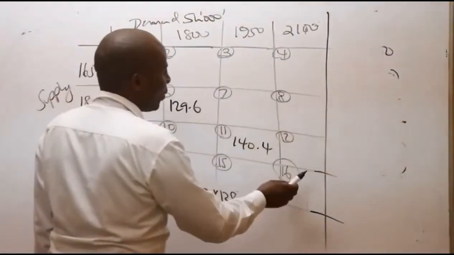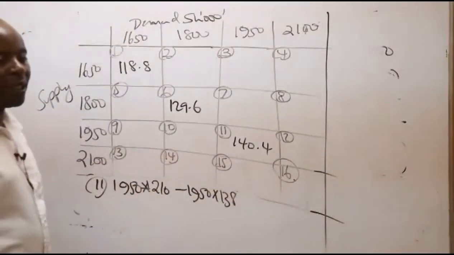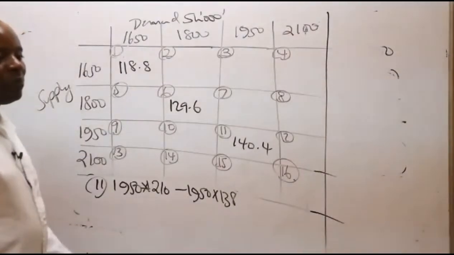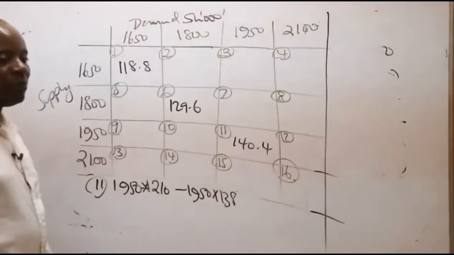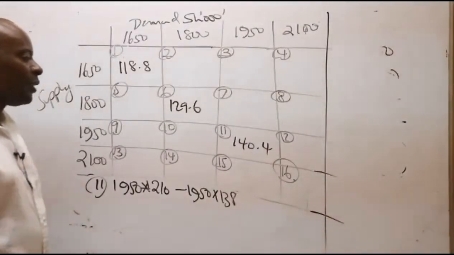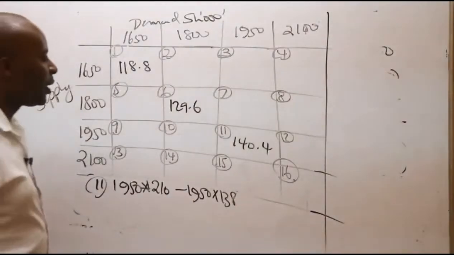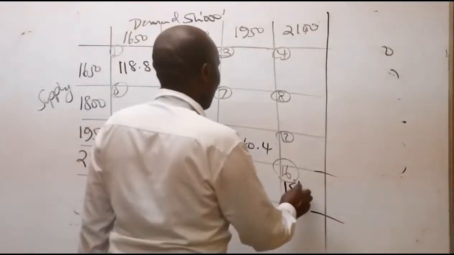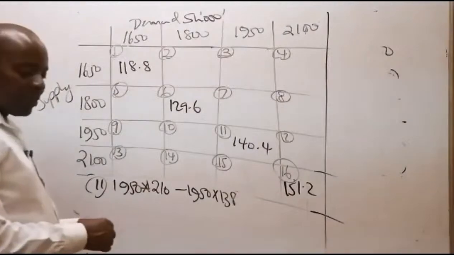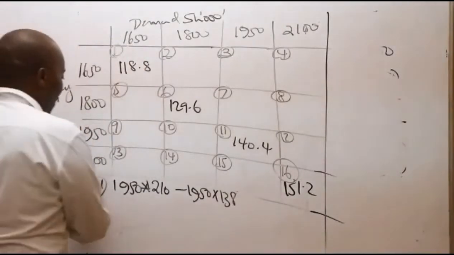So then is there somebody who has an answer for cell 16? Perfect match, cell 16. Is there anybody who has an answer for that? 151.2. Thank you very much. So could we then kindly go to cell number 2? What is happening in cell number 2?